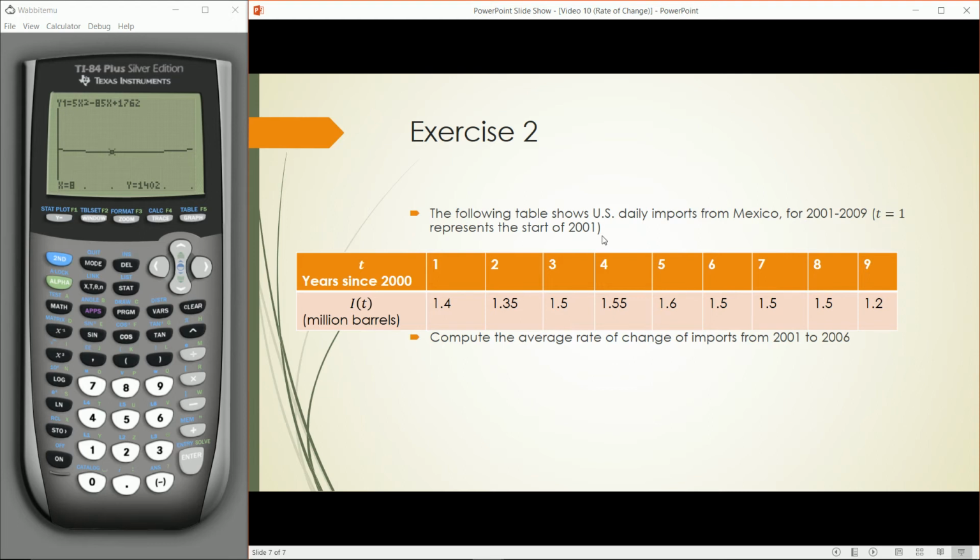All right, hopefully you've done that. And our t of 6, because that's 2006, and I of 1 is 2001. So that should give you a rate of change of 0.02.